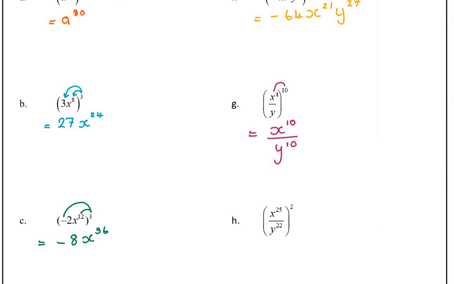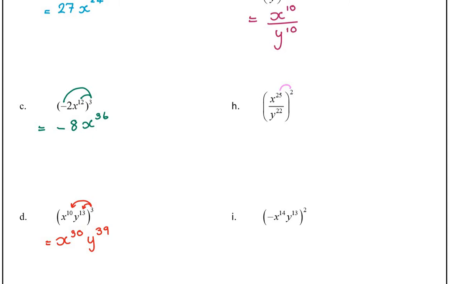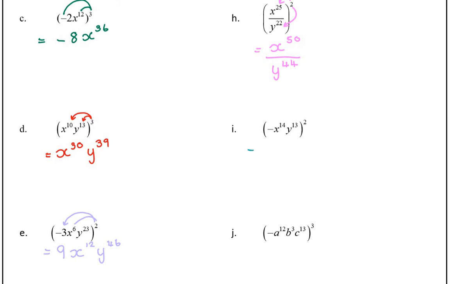On to the next one. Raising a power to another power, I'm multiplying. 25 times 2 is 50. And distribution, raising a power to another power, y to the power of 44. Now the whole time, the only reason I can be distributing here is that there's always one term in the bracket. So there's multiple factors, but one term.